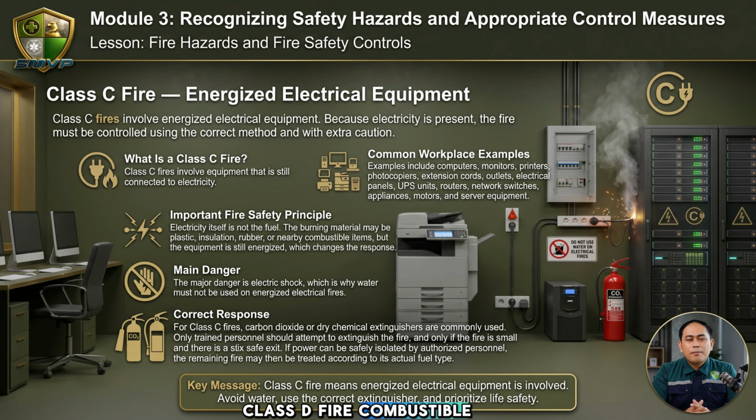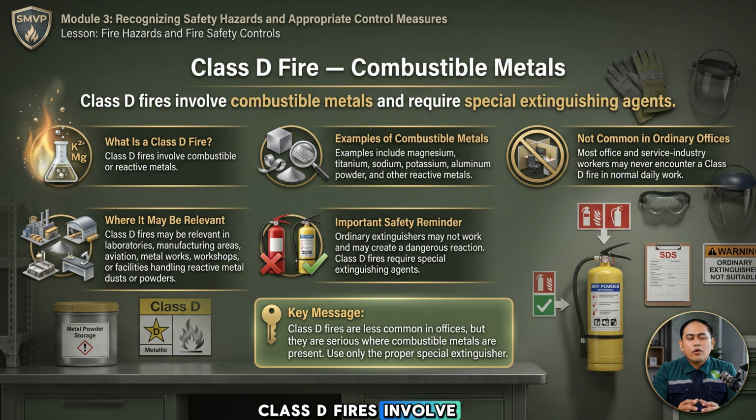Class D fire, combustible metals. Fourth is Class D fire. Class D fires involve combustible metals such as magnesium, titanium, sodium, potassium, aluminum powder, or other reactive metals. This type of fire is not common in ordinary offices. Most employees in office and service workplaces may never encounter a Class D fire.